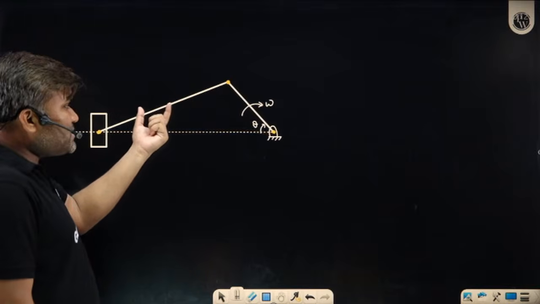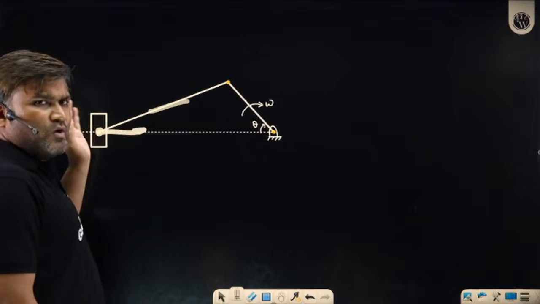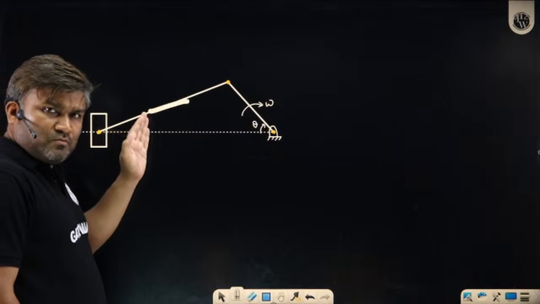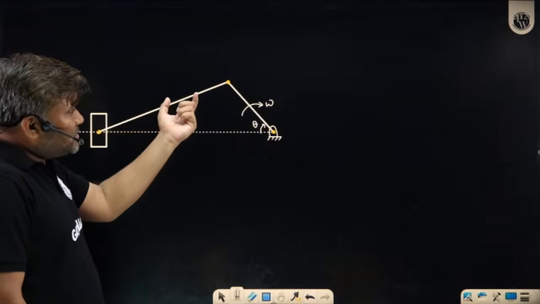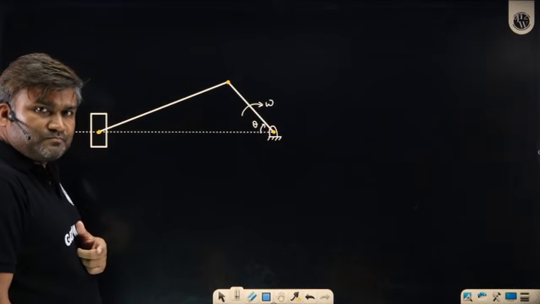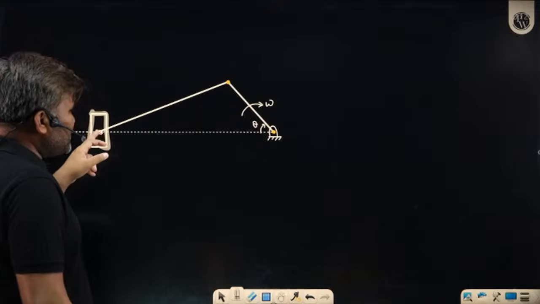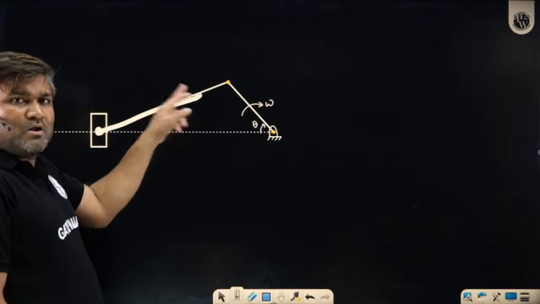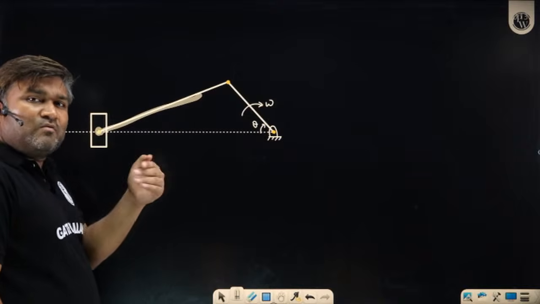So what kind of translation? Arey sir, translation it is doing with this piston only. So whatever are the translation properties of this piston, the same translational motion this connecting rod is going to have. Arey bhai, with the piston I have just pinned one end of this connecting rod. So whatever is the velocity of the piston, the translational velocity of the connecting rod will be the same.